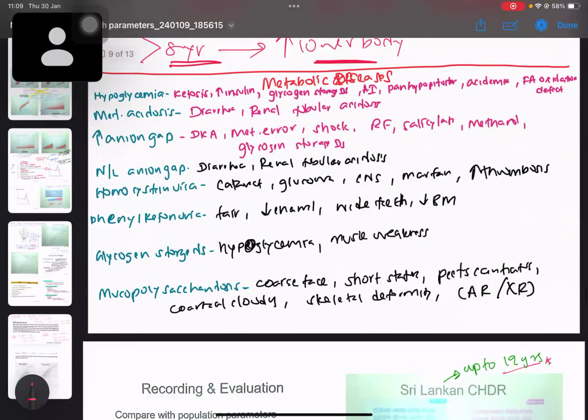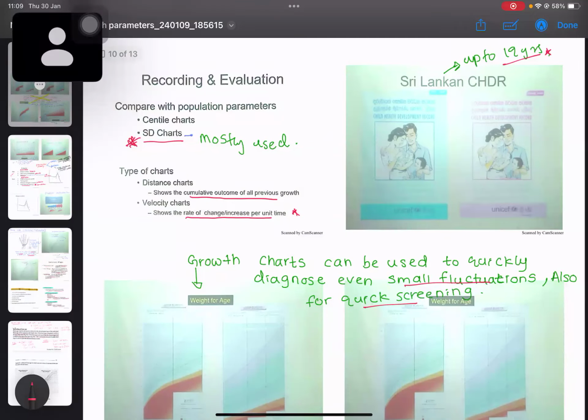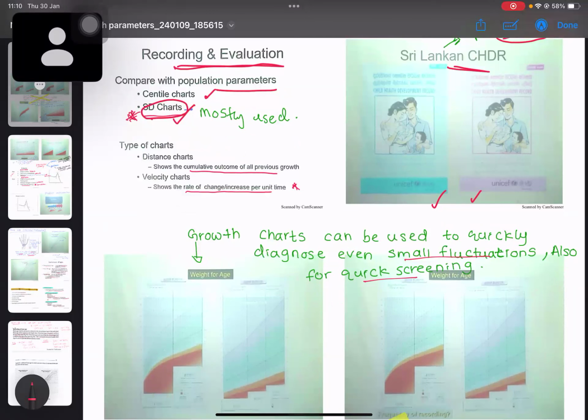Then the Sri Lankan CHDR is used from birth till 19 years of age. We record the immunization status and growth, and recordings and evaluations are done using CHDR. There are separate CHDRs for girls and boys, pink for girls, blue for boys. Compare with population parameters; there are standard deviation charts, the most used charts in the Sri Lankan setup. This can be asked in MCQs or community medicine as well.